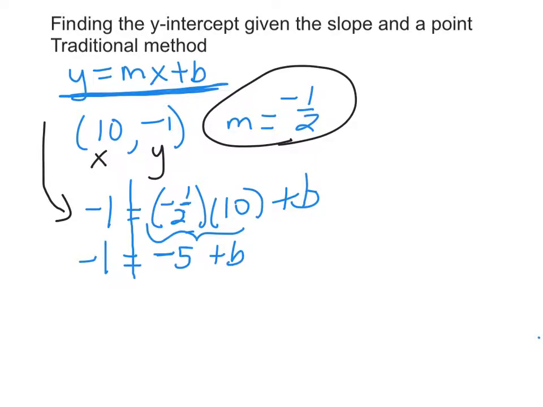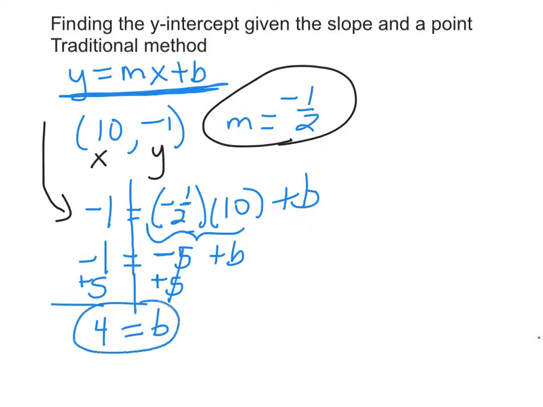And again, you could just do -1/2 times 10 on a calculator. So now if we're trying to get the b by itself, that 5 is being subtracted, technically. The opposite of subtracting the 5 is to add the 5, and we have to do that to each side of the equal sign. On this side we have -1 plus 5, which will give us positive 4. And the only thing we have left on the right hand side is b. So we just found that our b value is 4.